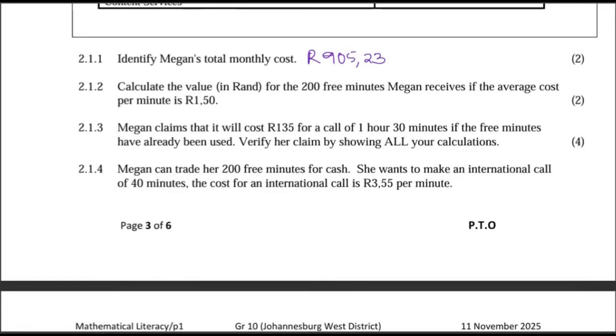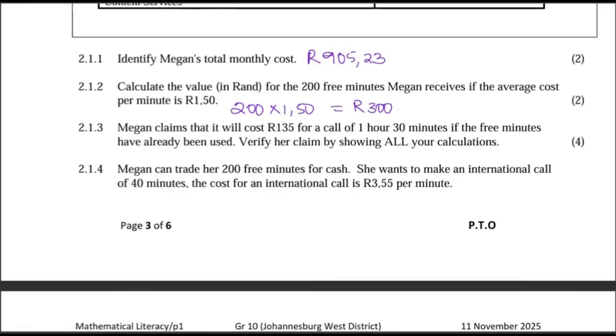Okay, calculate the amount in rands for the 200 free minutes Megan receives if the average cost per minute is R1.50. So just get the 200 minutes, get that much, and the answer here is going to become 300.